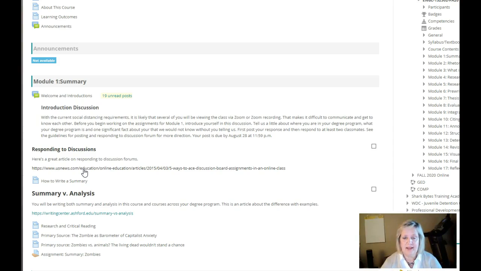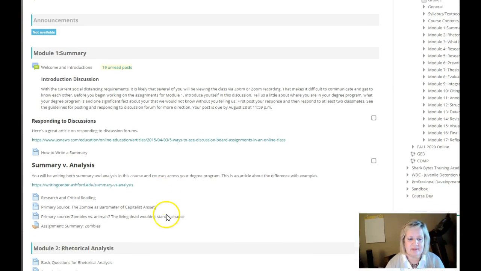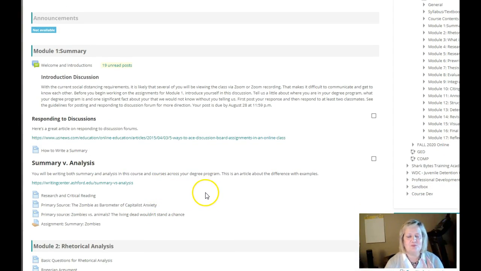In our first week, and due by next Tuesday, before we come to class, is your first assignment, and it's to write a summary about, of all things, zombies. So read the how to write a summary. Here's a little article that tells you the difference between a summary and analysis. I want you to keep summary in mind this week. You will be doing an analysis, but that's later on. Read the research and critical reading.